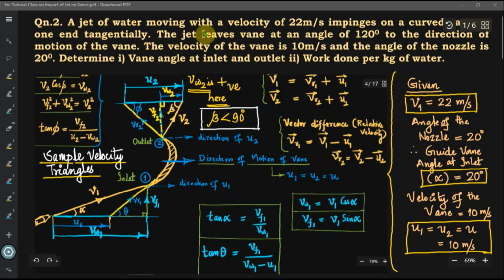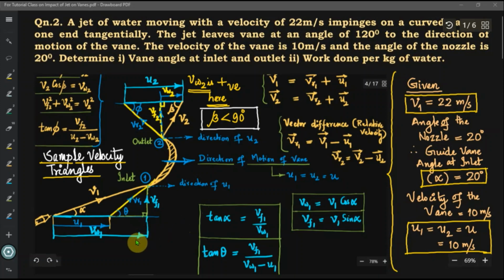A jet of water moving with a velocity of 22 meter per second impinges on a curved vane at one end tangentially. The jet leaves the vane at an angle of 120 degrees to the direction of motion of the vane. The velocity of the vane is 10 meter per second and the angle of the nozzle is 20 degrees. Determine 1. the vane angle at inlet and outlet, and 2. the work done per kg of water.